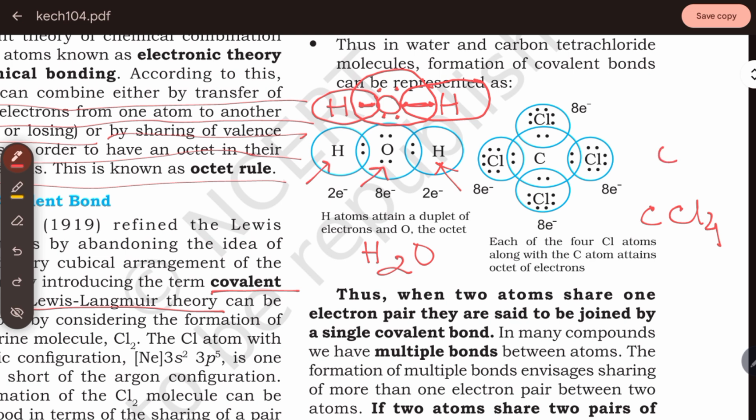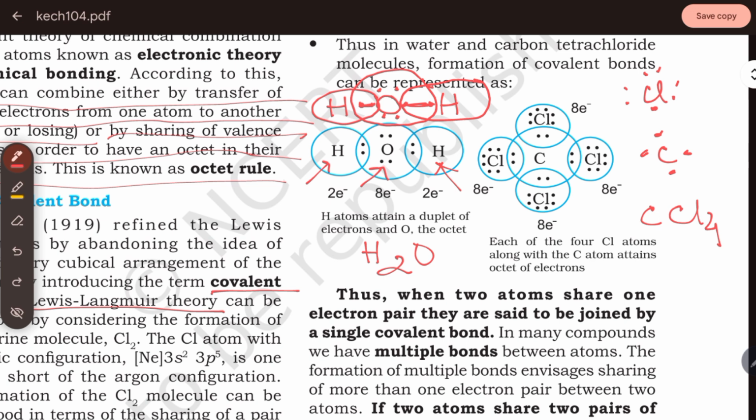Carbon. Carbon has 4 valence electrons. So this is 1, 2, 3 and 4. Chlorine belongs to group 17 having 7. So 1, 2, 3, 4, 5, 6. Always draw the electrons in pairs. And when you are drawing, be confident about the dots. Don't just scribble something somewhere, then the teacher will think you are not clear with the concept.